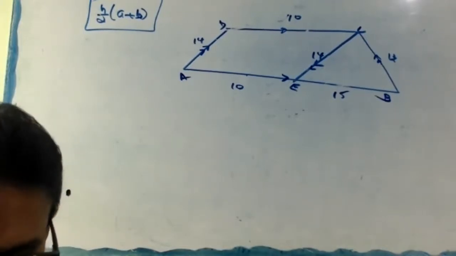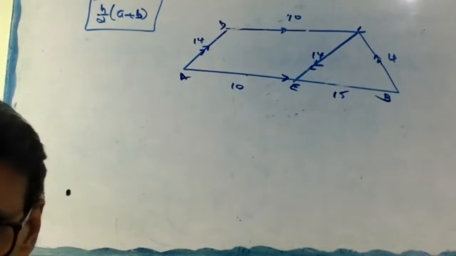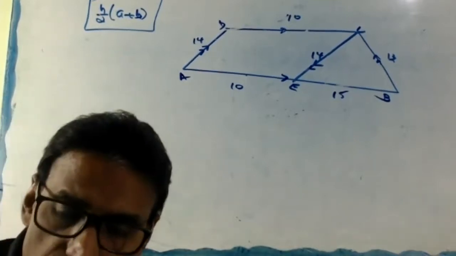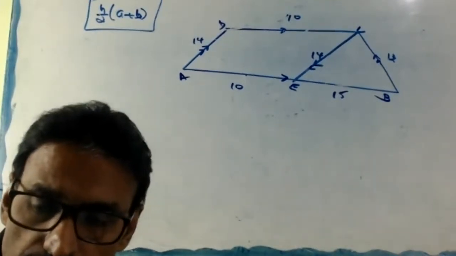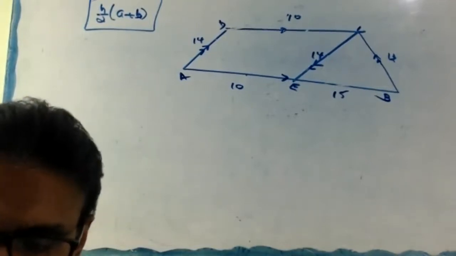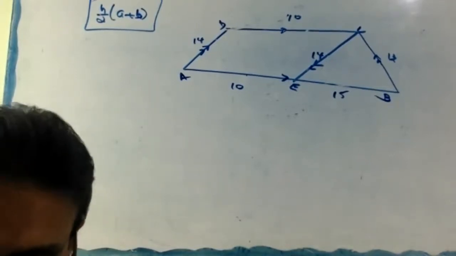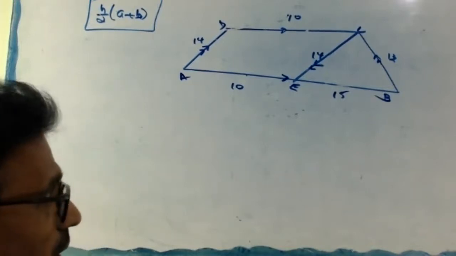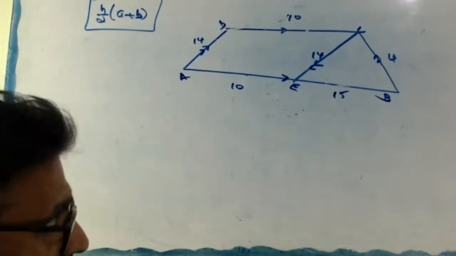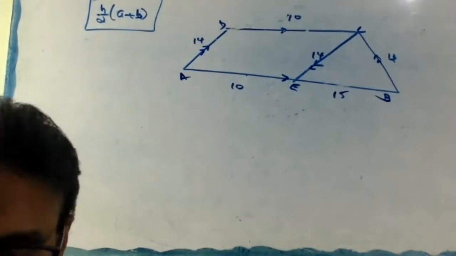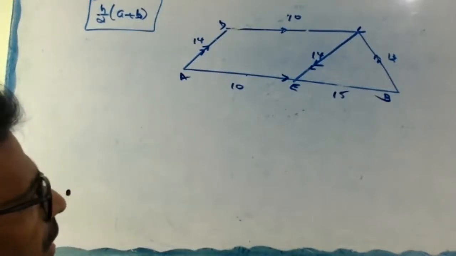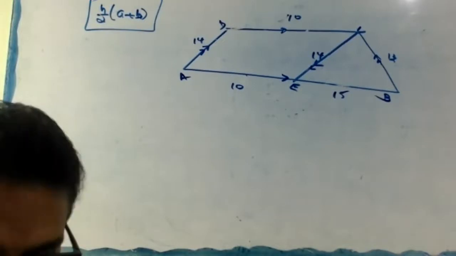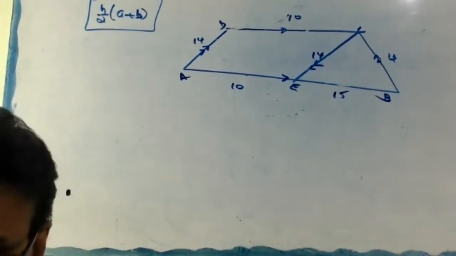Your note should be like this. Don't skip any word. In a parallelogram, opposite sides are equal. Therefore, AD equal to CE equal to 14, and DC equal to AE equal to 10. Okay, finish it fast up to here.